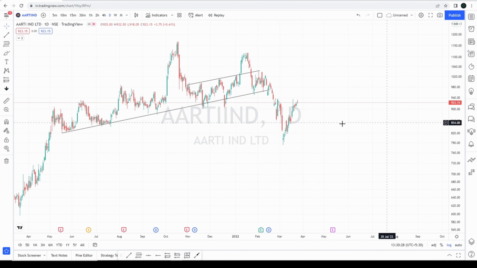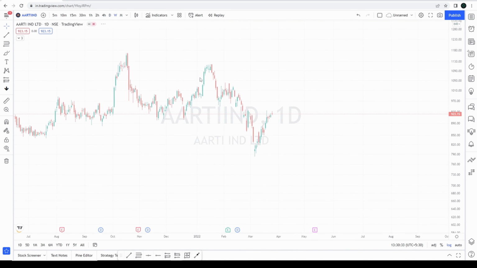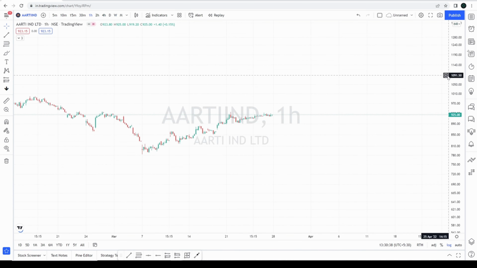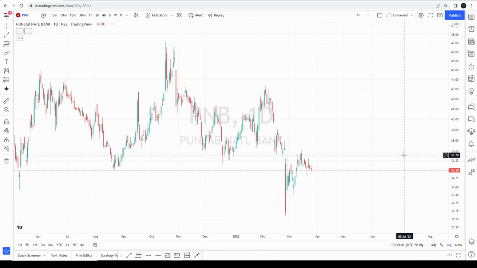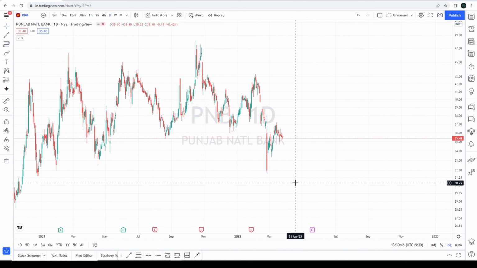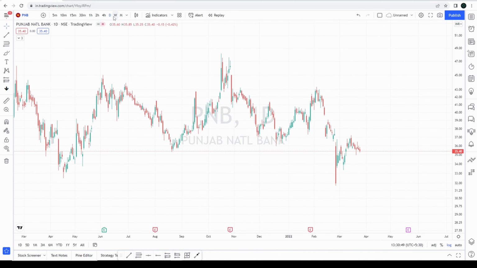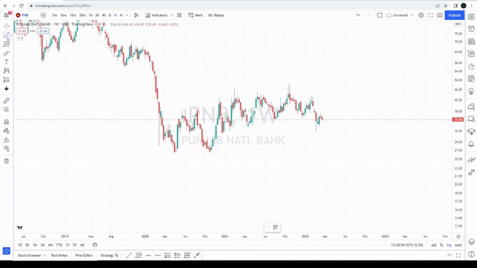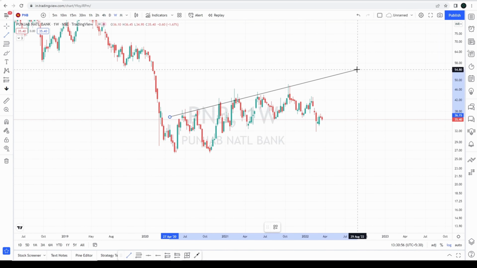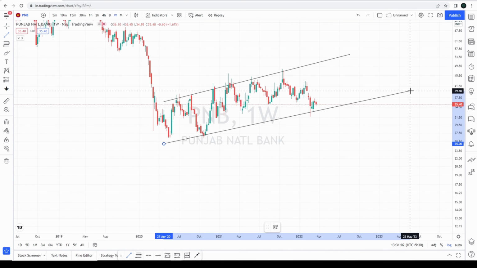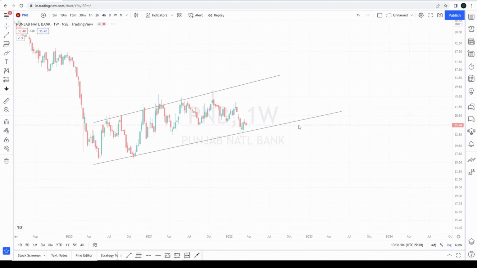And again next is RT India. Let me go to weekly. No. 1 hour. No, I don't see anything. So no. What is this? BNB. Let me delete. Let me go to weekly time frame. If you see the weekly time frame now, we have a good resistance here, and at the bottom, consider that this is a support. Okay, let me go to daily time frame.